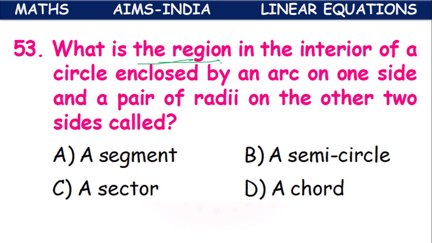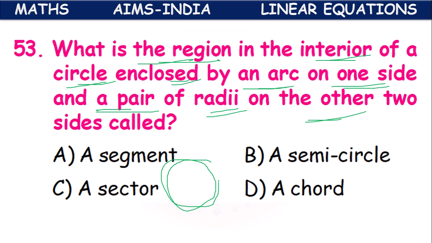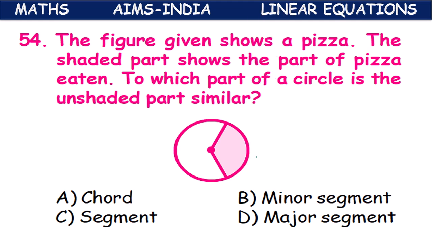What is the region in the interior of a circle enclosed by an arc on one side and a pair of radii on the other two sides called? It is the part of the circle enclosed by an arc on one side and radii on the other two sides. This is one radius, this is another radius, and this is the arc. This part is called a sector. A sector is a part which is enclosed by an arc and radii. One minute, children.